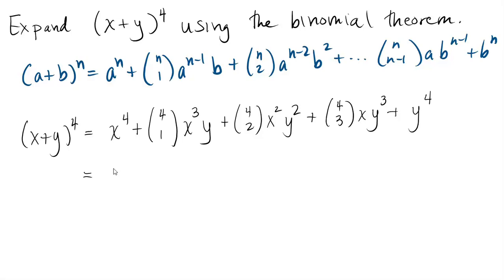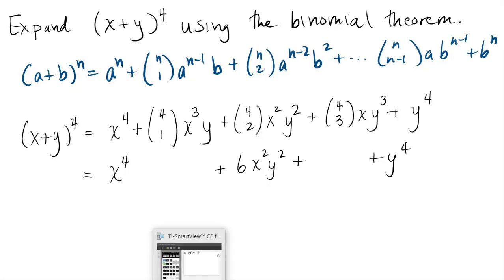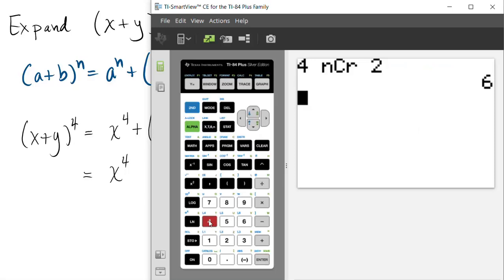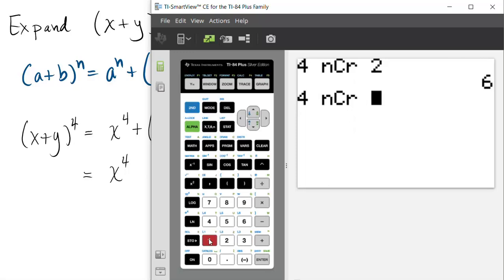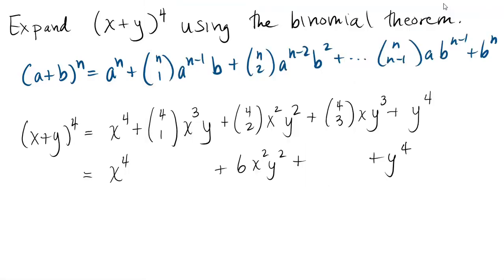Now we just have to calculate these binomial coefficients. We already calculated this one to be 6. But we need 4 choose 1 and 4 choose 3. I'm going to use the calculator for 4 choose 1, but when you see the answer it should be obvious. If I type 4, math, scroll to probability, choice 3, 1, we get 4. Why do I think that should be obvious? This is asking how many different ways can we choose one of the 4 y's.